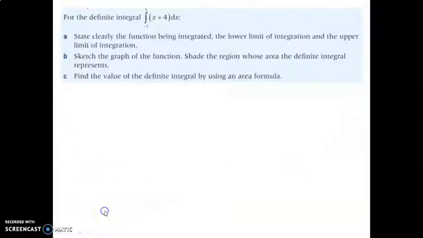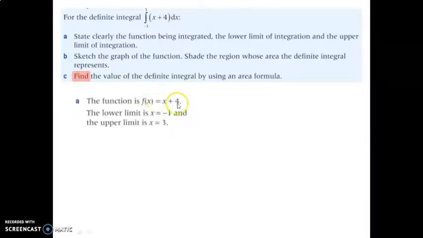Let's try another one. So here, for the definite integral, the integral from negative 1 to 3 of x plus 4. State clearly the function being integrated, the lower limit, and the upper limit. So let's start with that. And at the end, we're going to find the definite integral again. So clearly the function is x plus 4. The lower limit is negative 1, and the upper is 3. Great. That's just being able to read the integral.